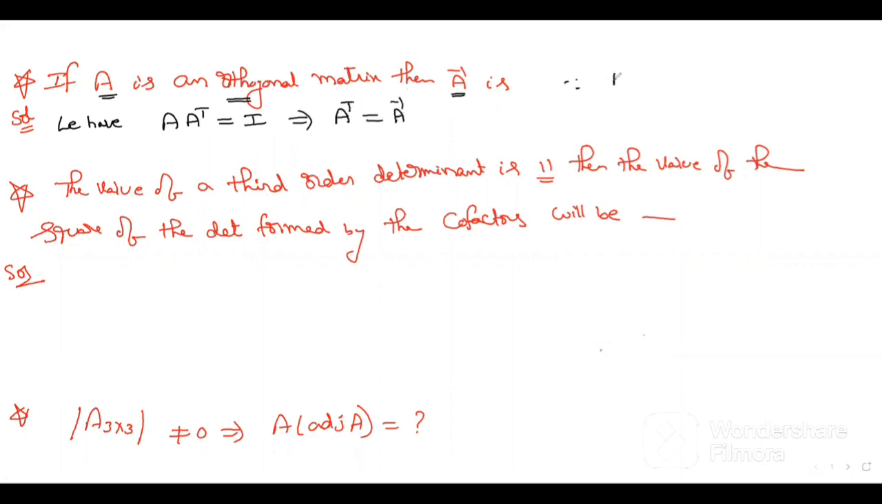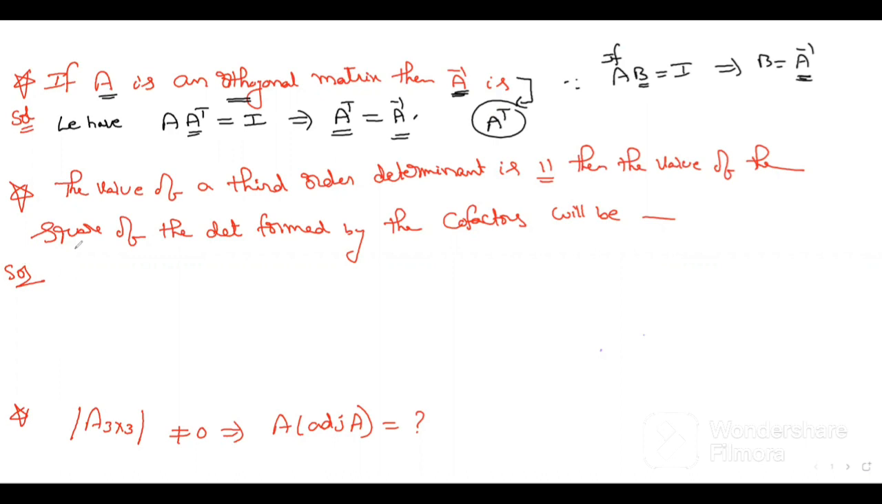Okay, we have one formula: if AB is equal to I, that implies B is equal to A inverse. In the place of B here, what is there? A transpose is there. So transpose of A is equal to, what we get? A inverse. We have got it. What is the answer here? A inverse is equal to the transpose of A.